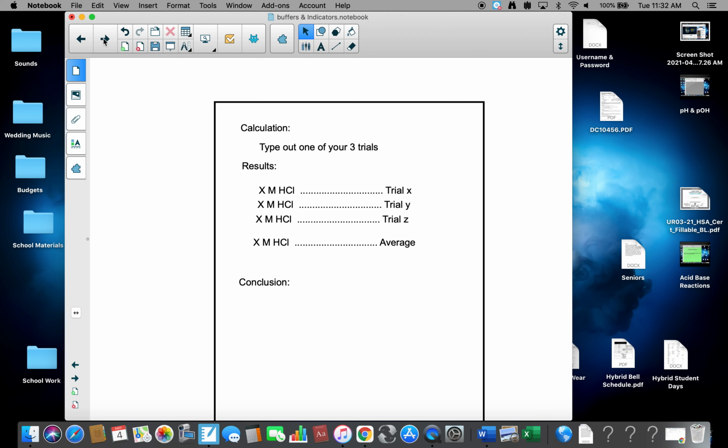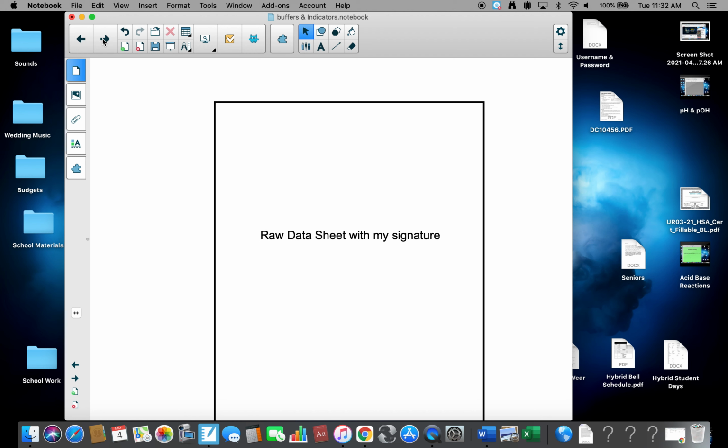All right, calculations: you'll type out one of the 3 trials you're going to generate. Show me one set, and then I want results, the molarity for each of the 3 trials you have, as well as the average, and a conclusion, again 3 to 5 sentences. What you learned, explain any errors, and then I want your raw data sheet with my signature on there. The lab has to be done in pen because I don't want you to be able to go back and change your answers.